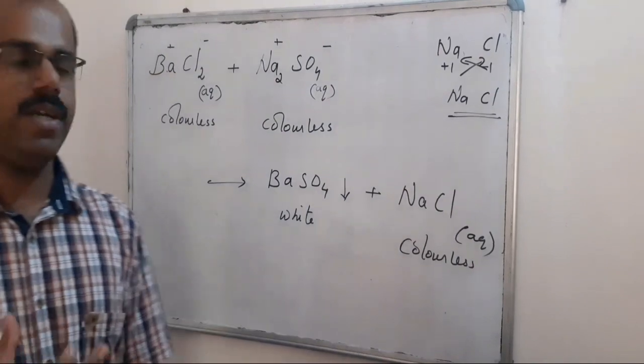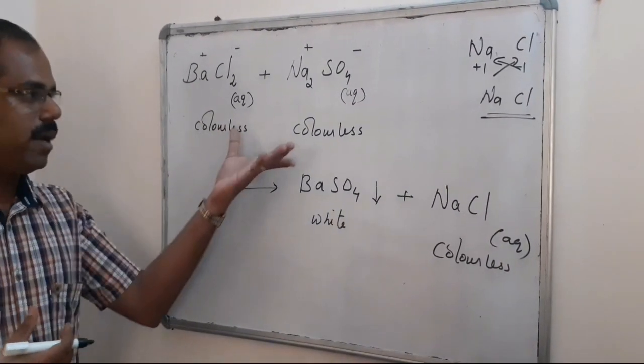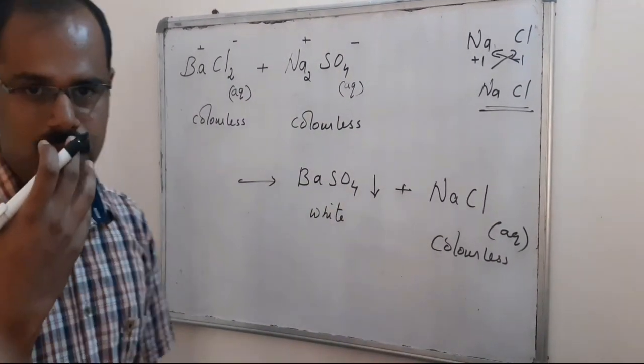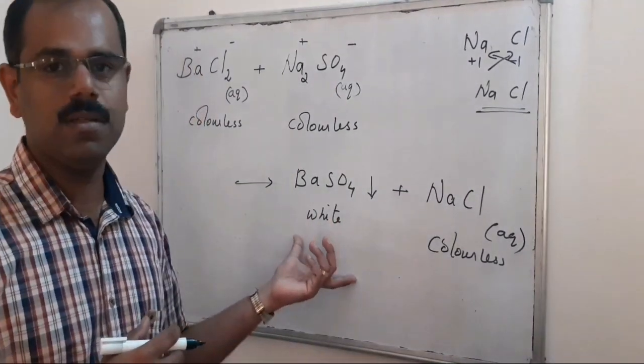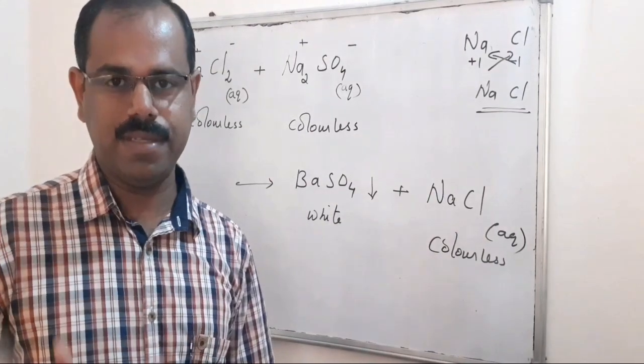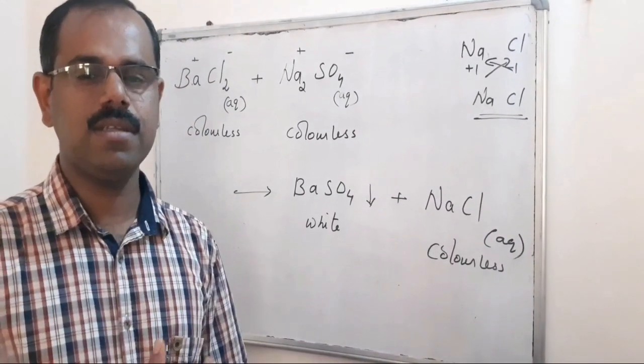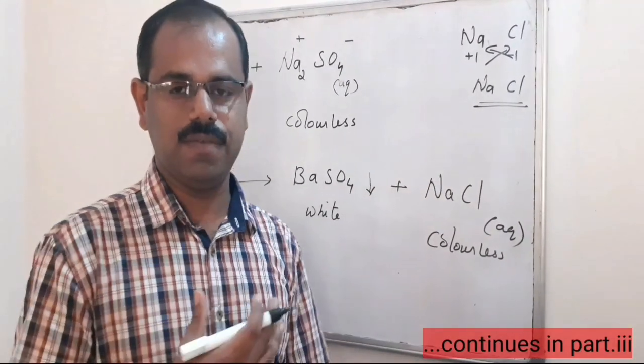So what is the observation? The two colorless reactants react with each other to give you a white colored solid, a precipitate, barium sulfate. Learn these equations, and all the equations are important for the board exams.